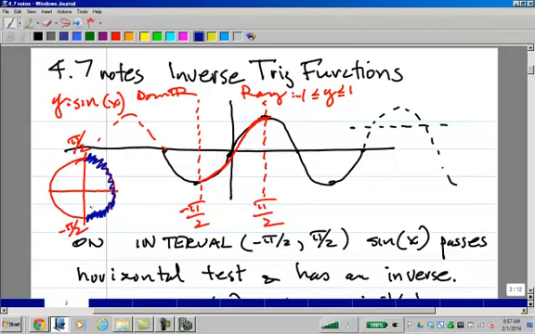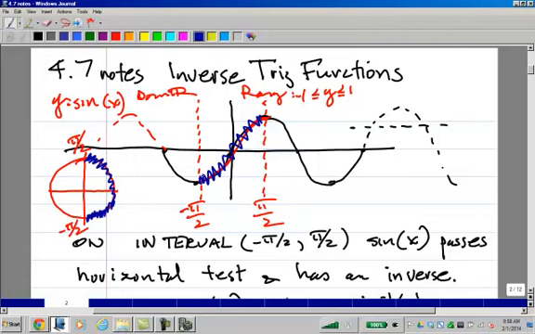So even if the angle that produced the sine value was a billion pi or whatever, the output from the arcsine, from the inverse sine function, is only going to be an angle between negative pi over 2 and pi over 2. Negative 90 degrees and positive 90 degrees, and nothing else. And that's because it is only in this interval that it's 1 to 1.